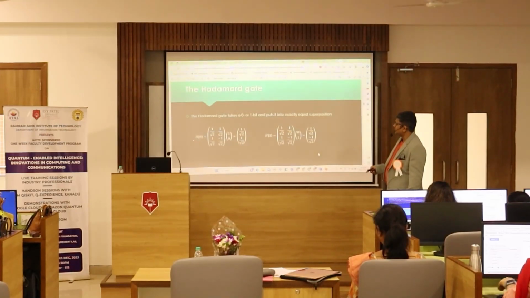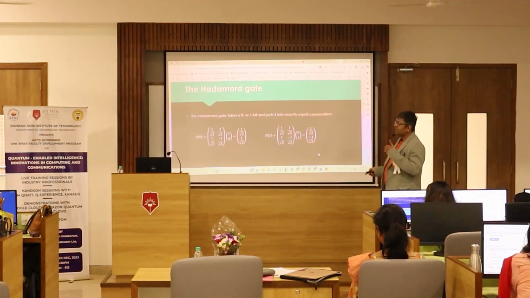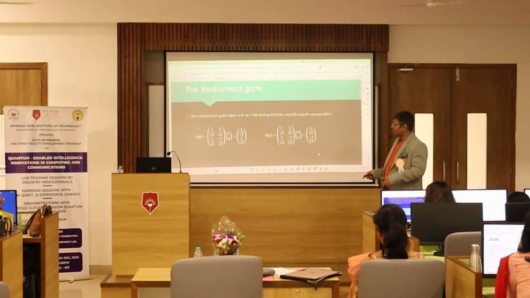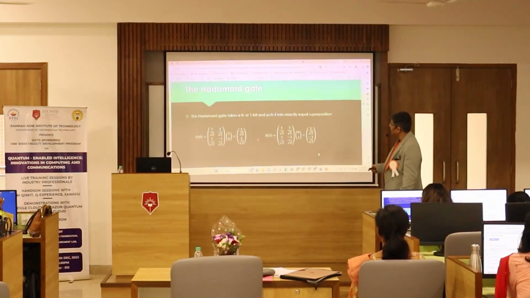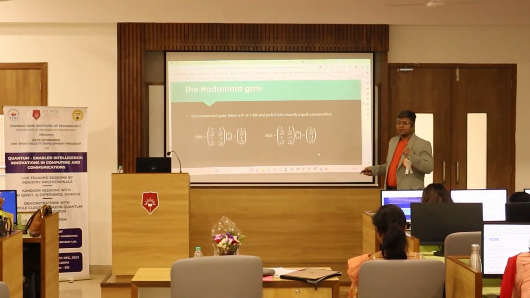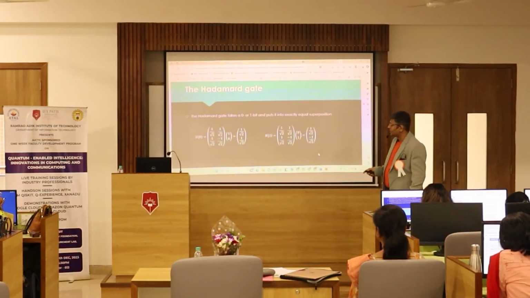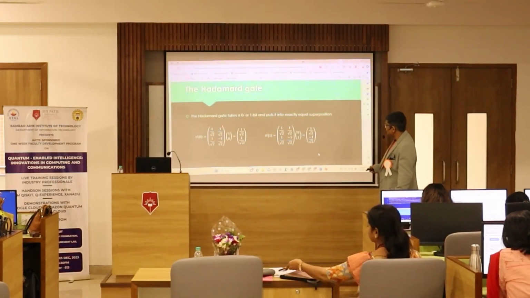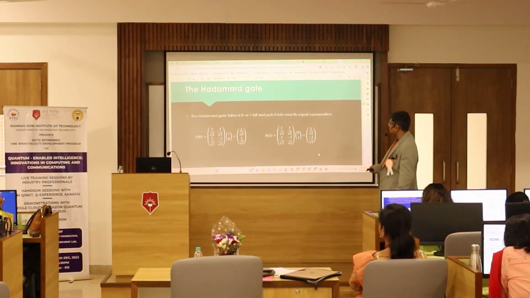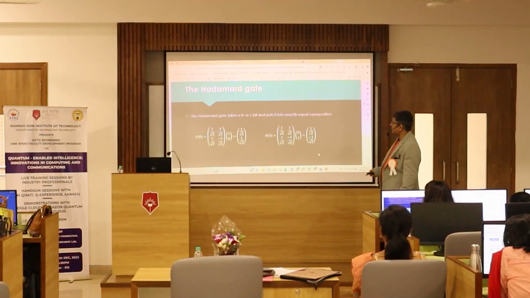Now there is something called the Hadamard operator, which is a 2 by 2 matrix, a single qubit operator, which converts your classical state space into the quantum domain, and it converts back. It is again a reversible operator. All operators in quantum computing are always reversible. Now, if it is 1 0, it goes to 1 by root 2, 1 by root 2. This is the Hadamard operator.